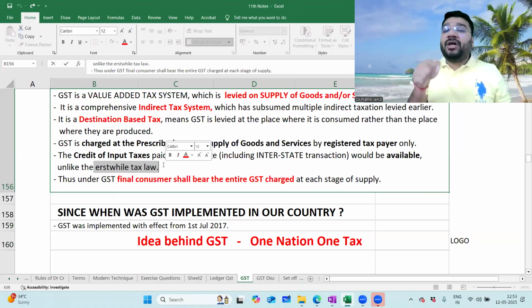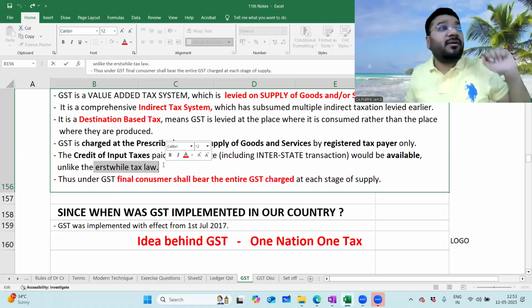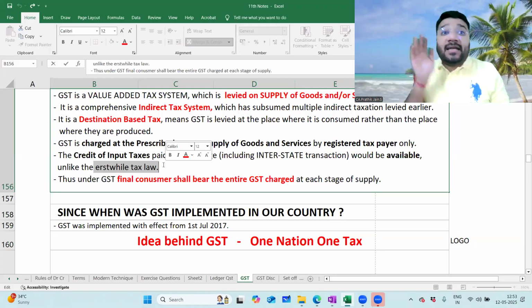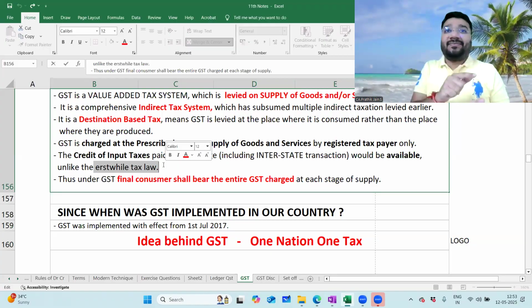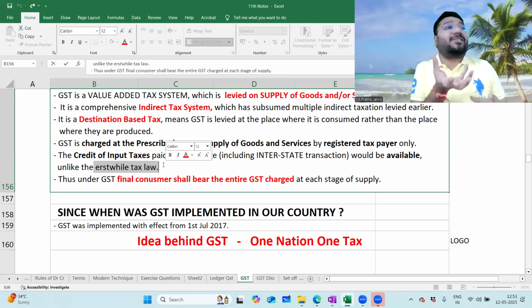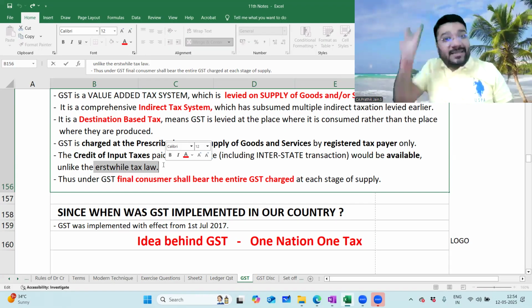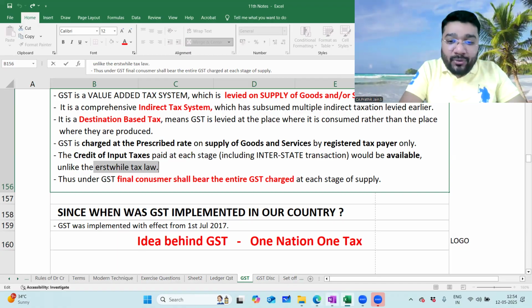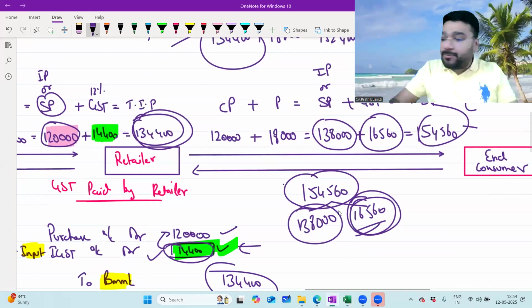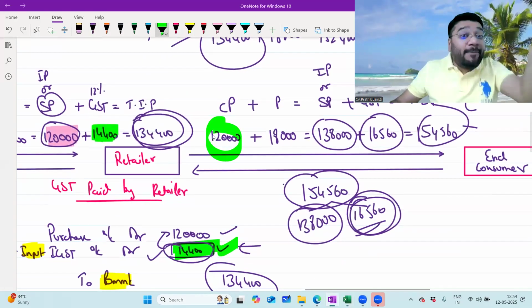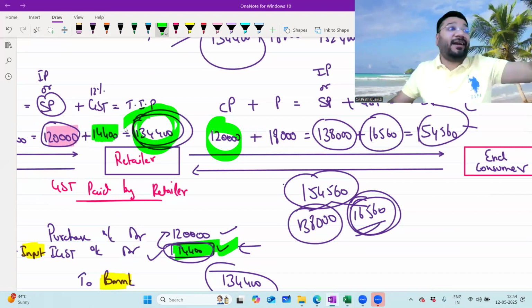Since GST came into picture, input was made available to the middleman. And since the middleman got the input available, they did not charge the tax as cost. Earlier, when the input was not available, the tax they paid was added to the purchase value. So purchase value went up, selling price went up. Now when the input was available, what is the cost price of the retailer I took? I took only 120, though he paid 1,34,400 to the manufacturer.